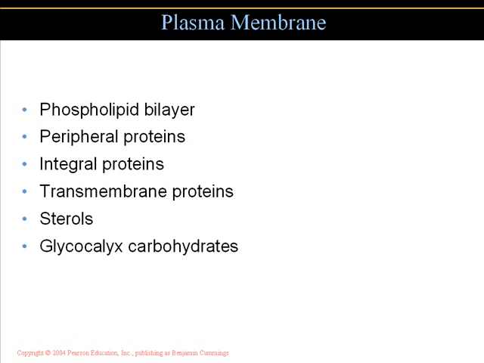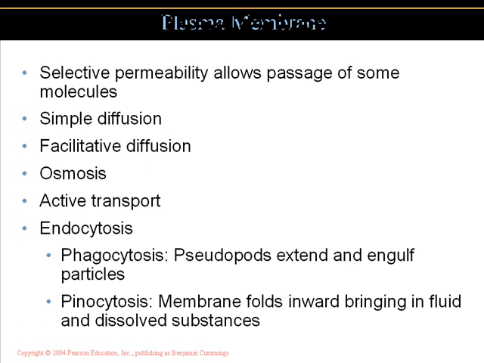The plasma membrane, this is a review as we described earlier. In the eukaryotic cell, the phospholipid bilayer has peripheral proteins and integral proteins, also transmembrane proteins. Sterols also exist in the cell membrane, and then the glycocalyx of carbohydrates. The plasma membrane is selectively permeable. Also the processes we've already discussed: simple diffusion, facilitated diffusion, osmosis, active transport, and endocytosis. You should be very familiar with each of the definitions for those terms.